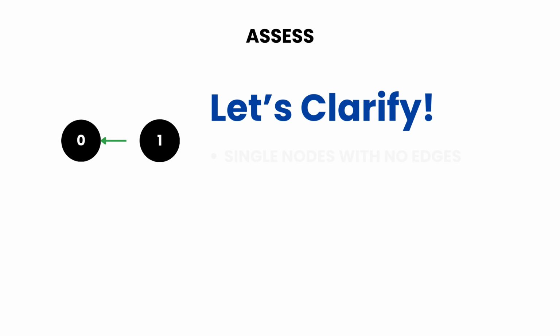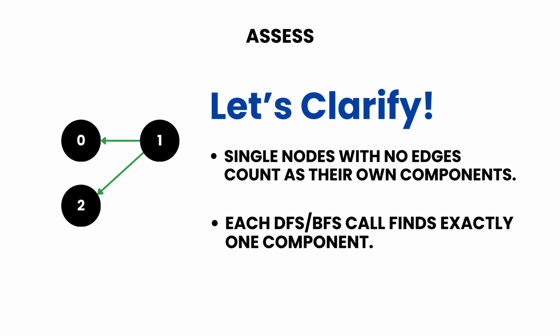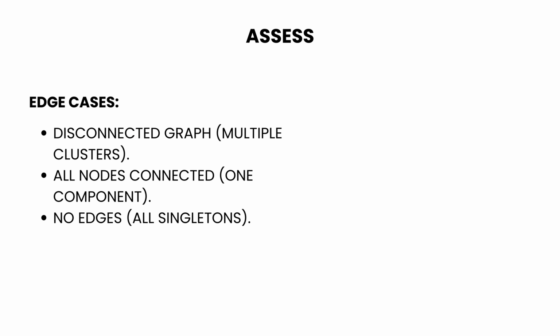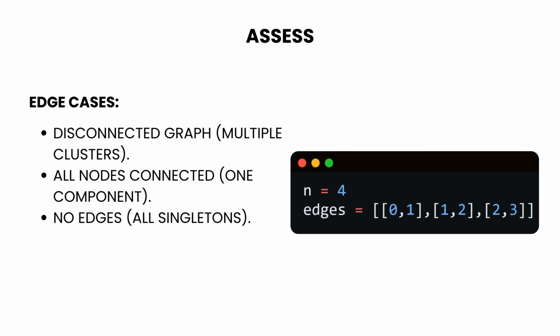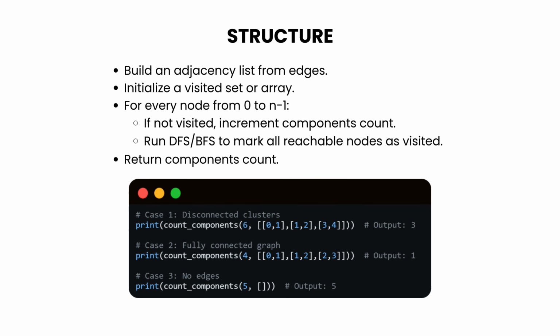Let's clarify. Single nodes with no edges count as their own components. Each DFS/BFS call finds exactly one component. Edge cases: disconnected graph, multiple clusters. All nodes connected, one component. No edges, all singletons.